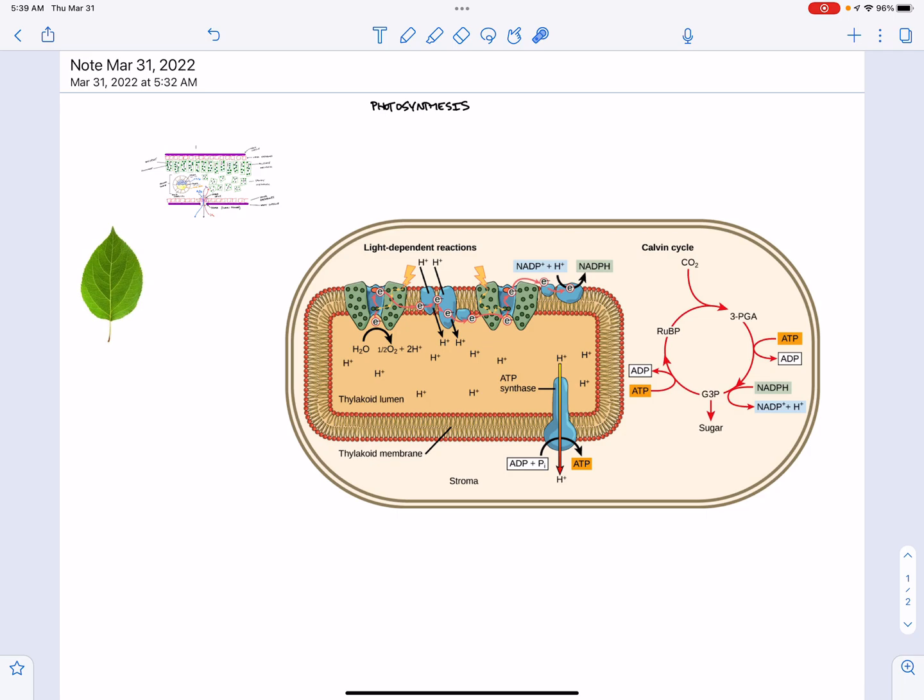This image is in Notability. You should put it in Notability. It will be in your Google Drive. I will attach it to Schoology.